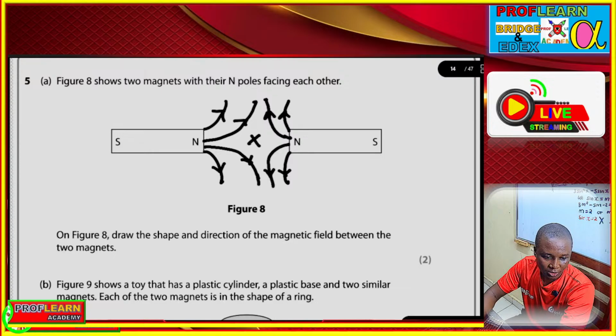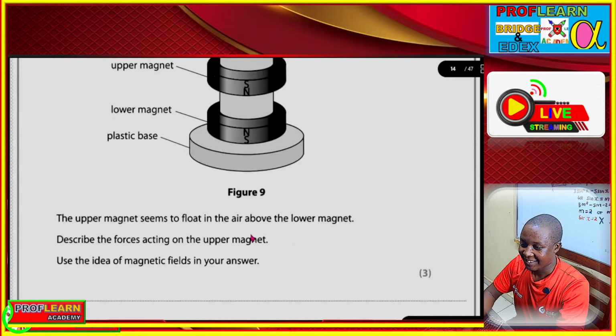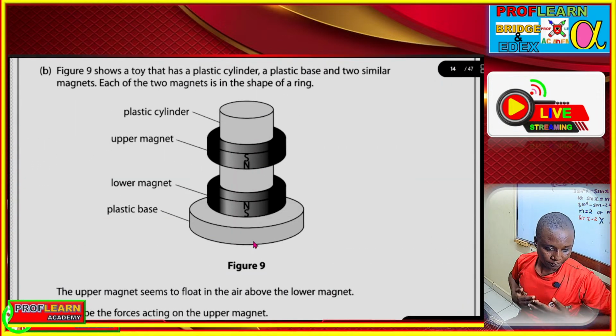So can I join you? Go ahead. That is S100. S100, just go ahead. Yes. All right, and there's another question here, part B.